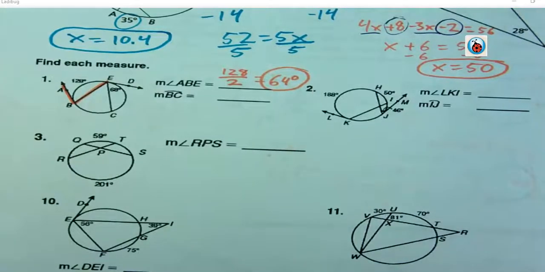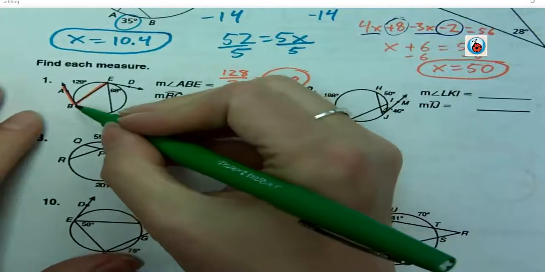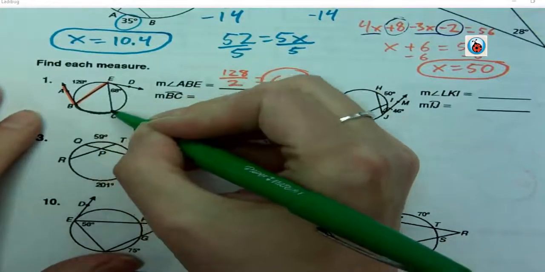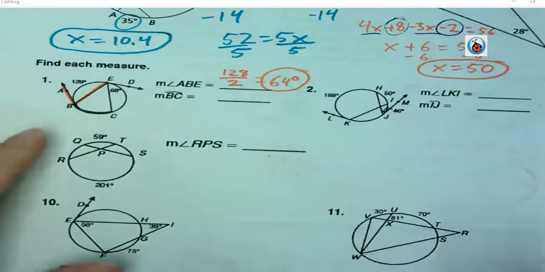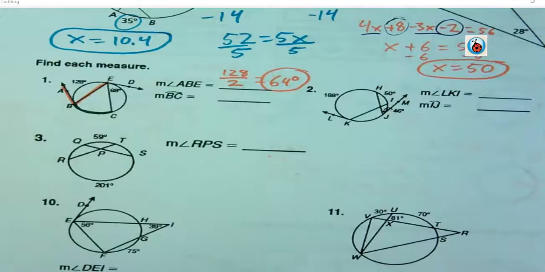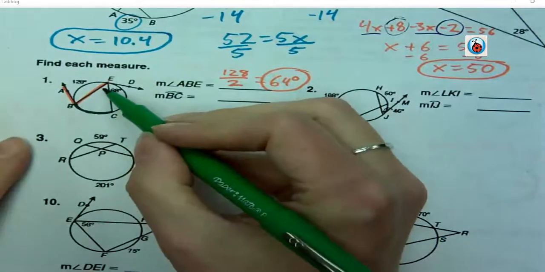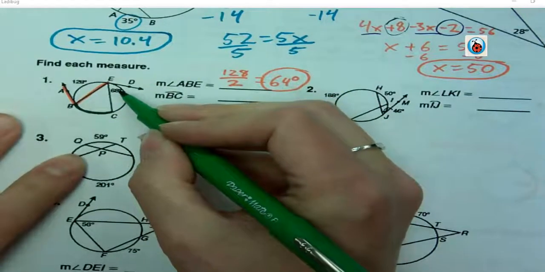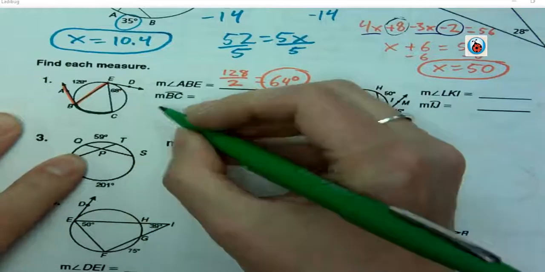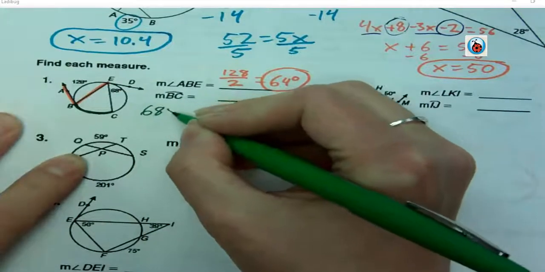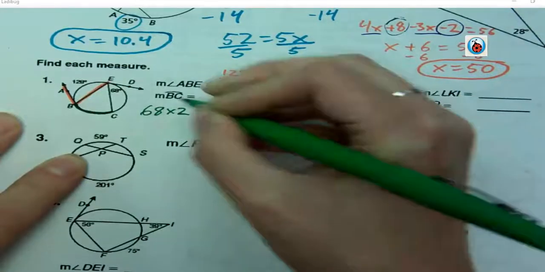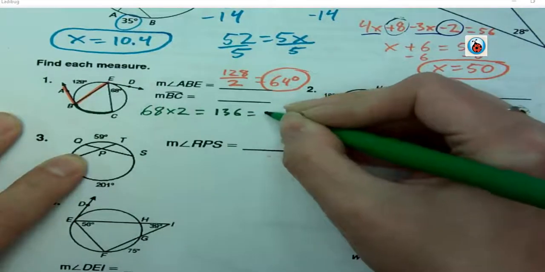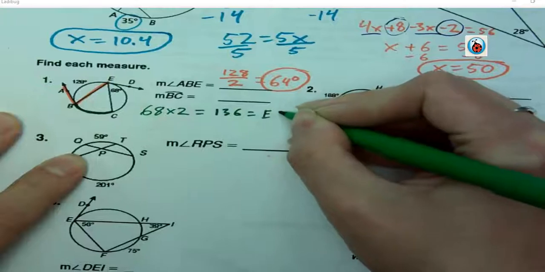Next, we look at arc BC. So we can't go directly to BC because we don't have this one. And so instead, I'm going to take 68 times 2 to get 136 equals arc EC.